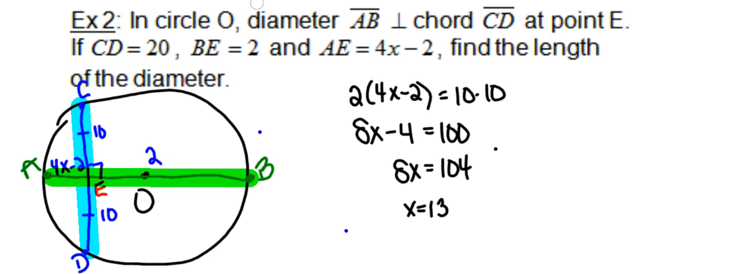Now that's all very well and good, but if I look back up in the directions for the problem, it doesn't ask me to solve for x like with the first one. It asks me to find the length of the diameter. So I'm going to have to go back through and plug in. 4 times 13 is 52. 52 subtract 2 is 50. So my picture is indeed a very poorly drawn picture, but it still helped me to solve the problem. So the length of the diameter is going to be this distance from A to E, 50, plus this distance from E to B, 2, or 52.